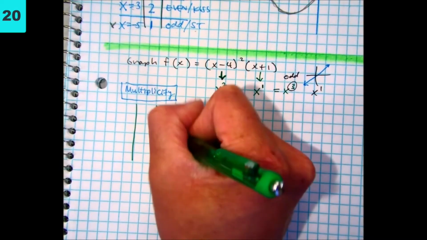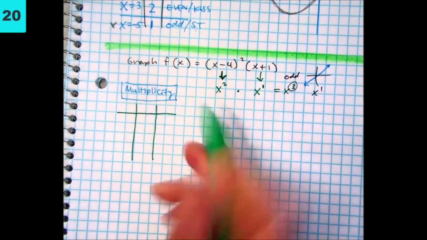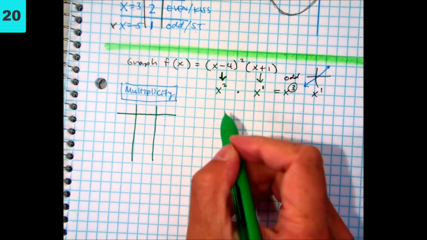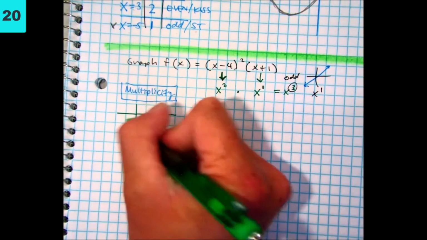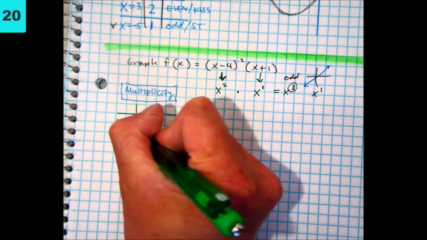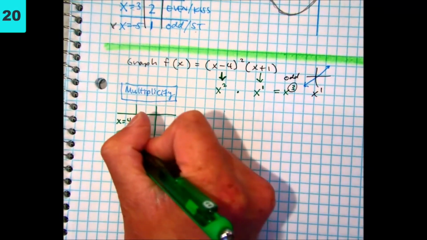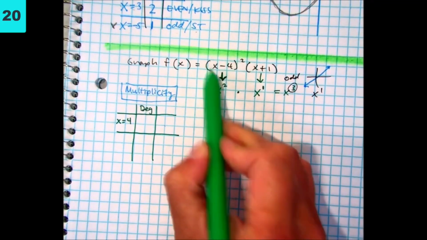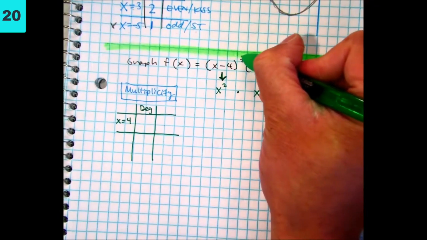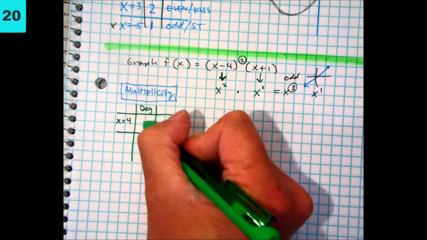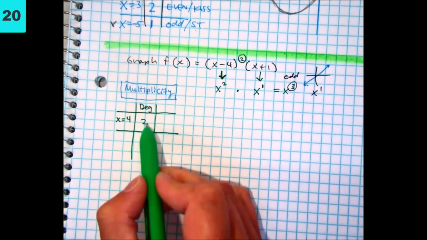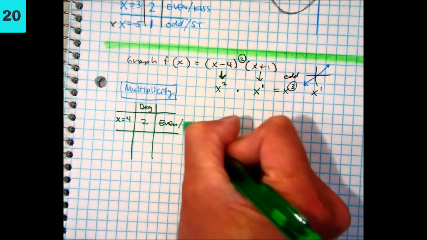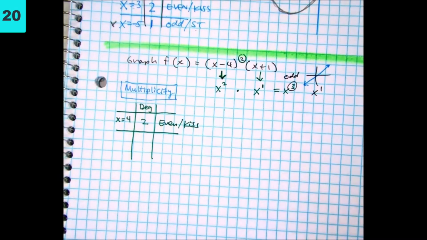To do the multiplicity, I'm going to have to do what? Make it equal 0. So we're going to have to do the zero product rule. If this says x minus 4, then x is equal to positive 4. Class, what's the degree here? So I'm looking at the outside there, degree of 2. And then is 2 an odd or an even? Good. Kiss.